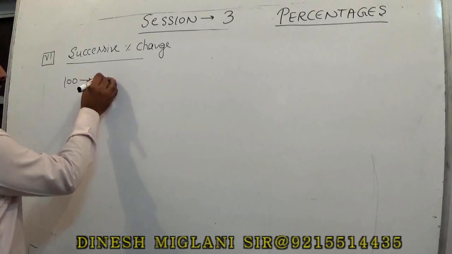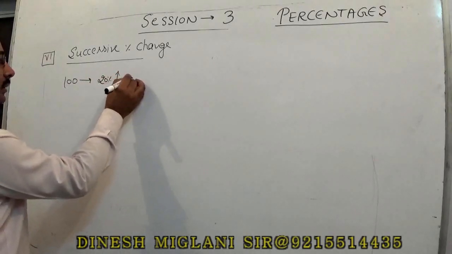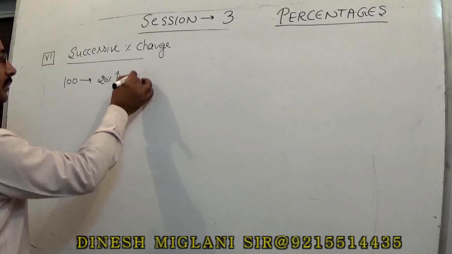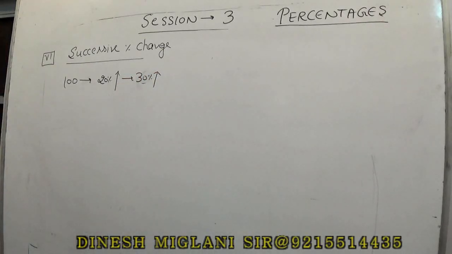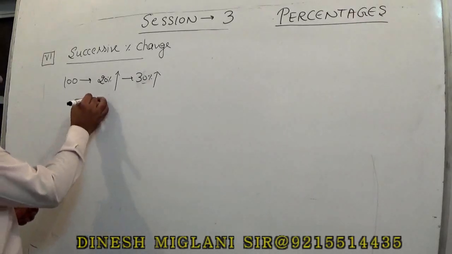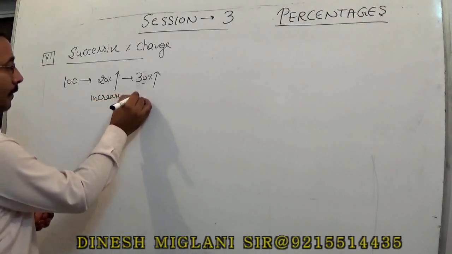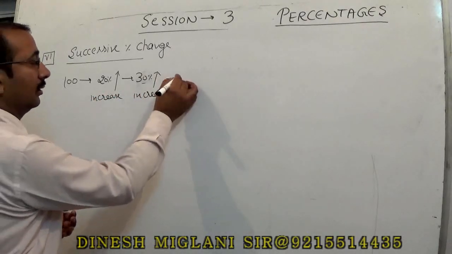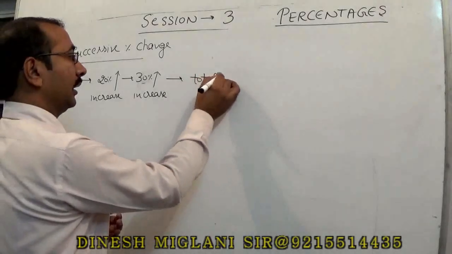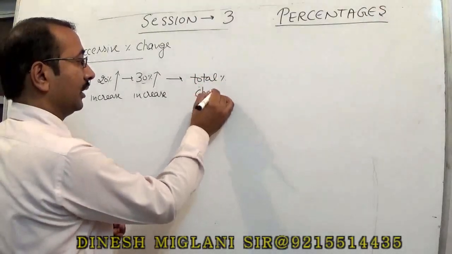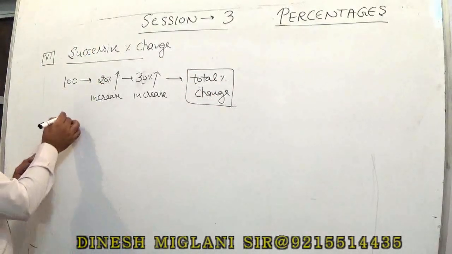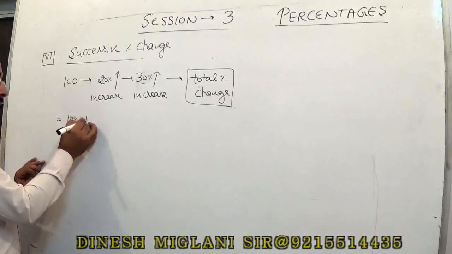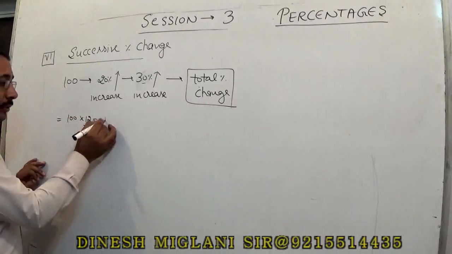It is given that first it is increased by 20%, then it is further increased by 30%. There is one number A, first it is increased by 20%, then it is further increased by 30%. Two increases are given. We have to find out what is the total percentage increase, a total percentage change. Right? So the first approach states: take 100, find the value, 120 upon 100 into 130 upon 100.